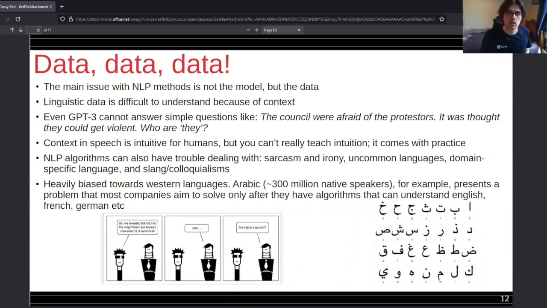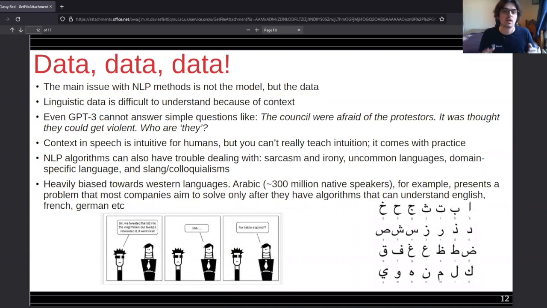If I asked you why, you'd say something along the lines of, well, fear is something that you have for only a specific number of things. I don't know about you, but I'm afraid of violence. I don't want to get hit in the face. So I could be afraid of the people that are going to be violent, right? If the council are afraid, and it was thought that one of those two could get violent, it's probably the protesters that are going to get violent, right? Because the council are the ones that are afraid of the violence.